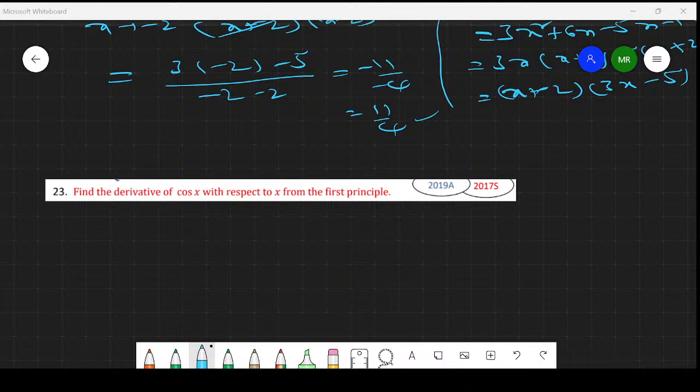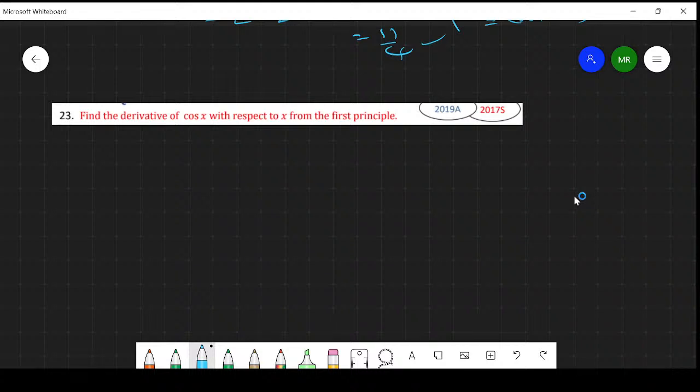I will tell you the next problem now. Find the derivative of cos x with respect to x from the first principle. They are asking the derivative of cos x. Either the cos x derivative or sin x or tan x, any one question is damn sure. Out of 3, one question is definite.